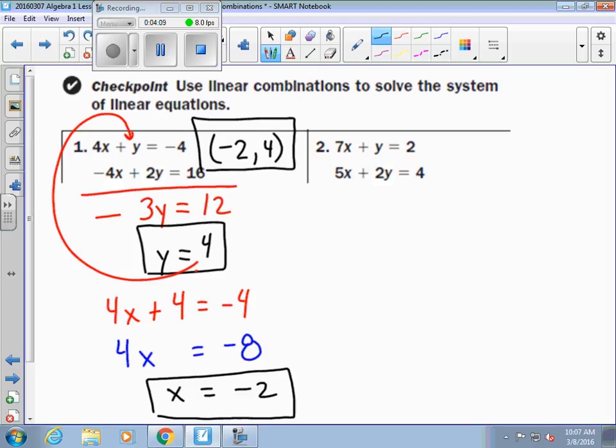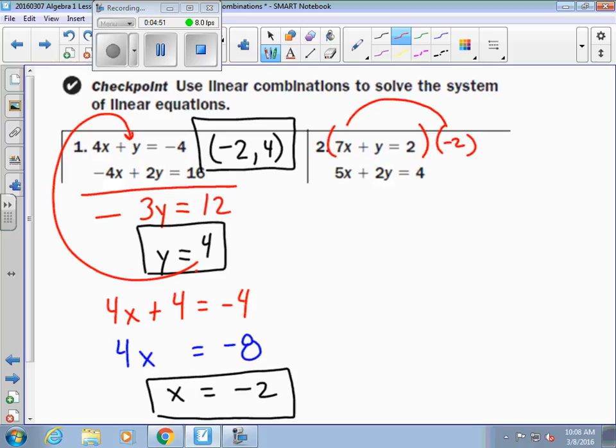7x plus y equals 2. 5x plus 2y equals 4. Do we have opposite terms now? 7 and 5, are those opposite of each other? 1 and 2, are those opposite? No. So is it easier to make 7 and 5 into the number 35, or is it easier to make 1 and 2 into the number 2? Making 1 and 2 into the number 2 would be much simpler. So we have 2y on the bottom. We want to make this top one into negative 2y. In order to do that, we need to multiply it by negative 2.